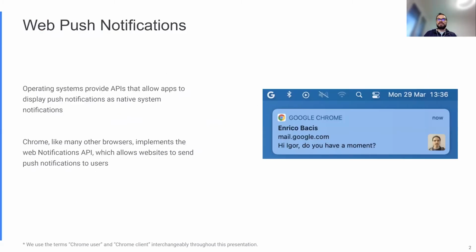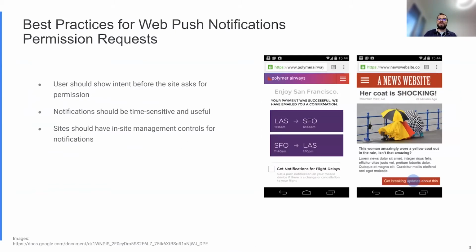Operating systems such as Windows, macOS, and Linux provide APIs that allow apps to display push notifications as native system notifications. Chrome, like many other browsers, implements the Web Notifications API, which allows websites to send push notifications to users. The image here shows a system notification on macOS that comes from Chrome. But before websites can send notifications, they should ask for permission and the user should grant it.